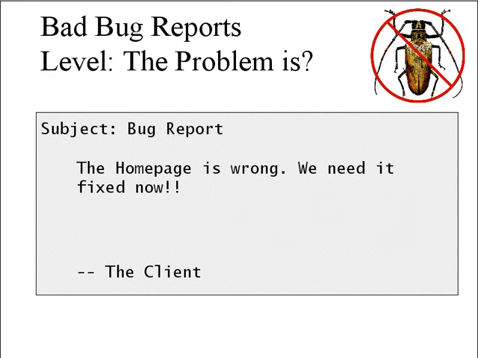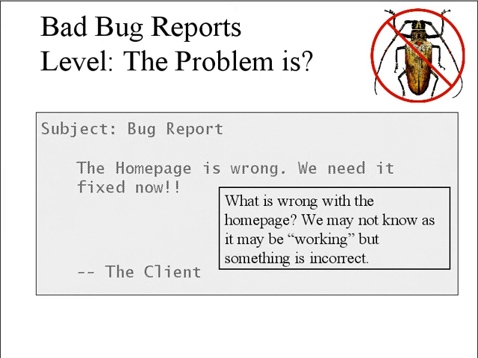"The home page is wrong. We need it fixed now." Now, what is wrong with the home page? Unfortunately, we have not been told. It could be anything from it's not displaying and there's an error message on it, to it's not displaying the right information. There's a page that's displaying, but we may not know that it is or is not working. So please make sure you provide information of how something is wrong, not just that it's wrong.